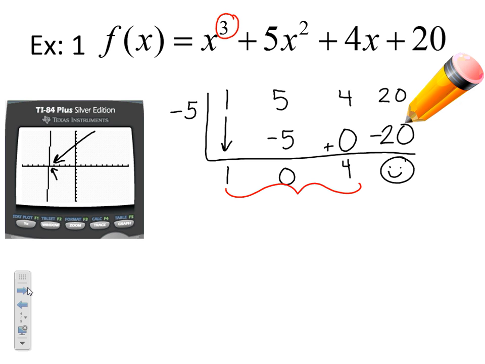What does that mean for this stuff right here? Well, 0 is my remainder. 4 is the regular number here, my plain number. 0 would be my x's, and 1 would be my x squared. So what I have is x squared plus 4 left.